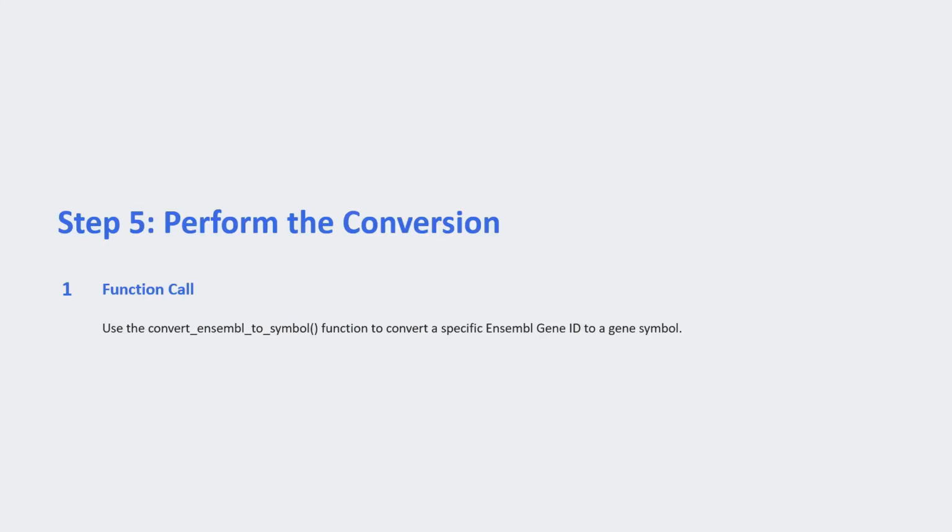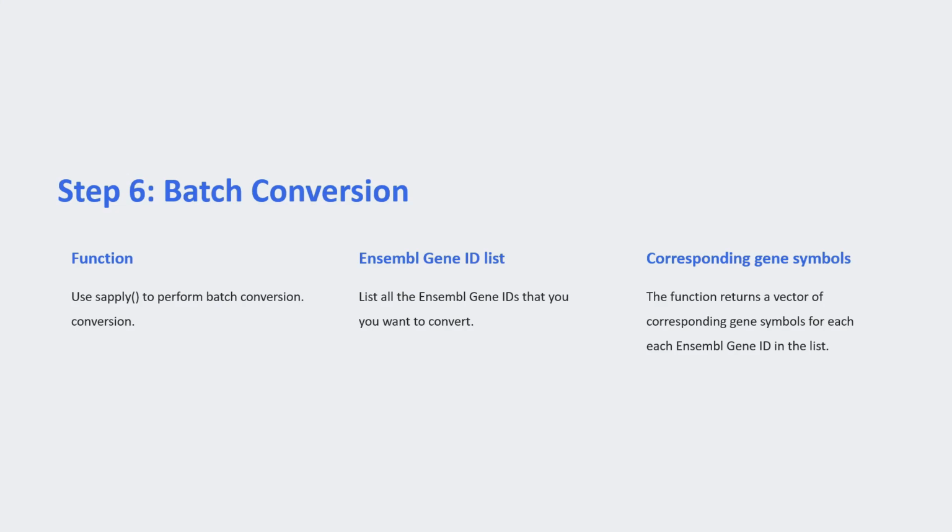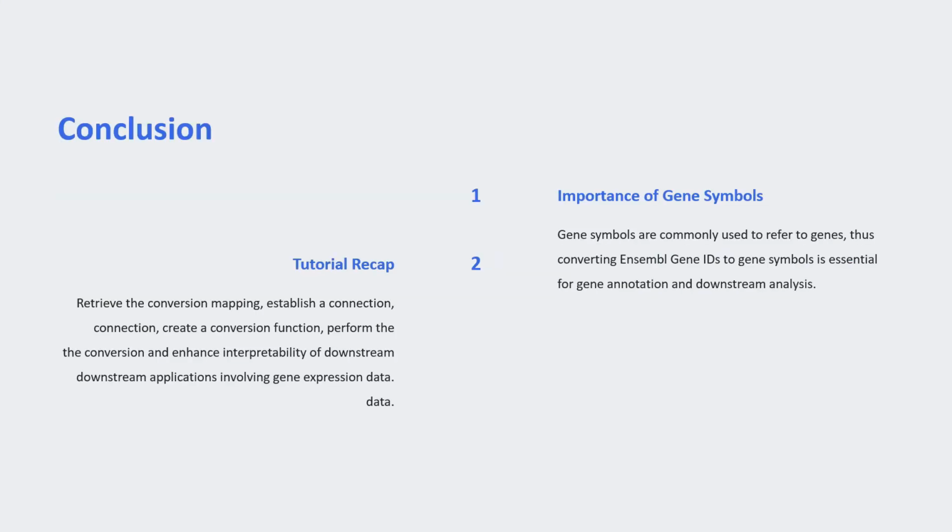In step 5, we call that function to convert a specific gene ID. Call the convertEnsemblToSymbol function and pass the Ensembl gene ID as an argument. And if we want to do batch conversion, like three to four gene IDs, then we can use sapply to perform the batch conversion, listing all the gene IDs that we want to convert, and the function will return a vector of corresponding symbols for each Ensembl gene ID in the list.